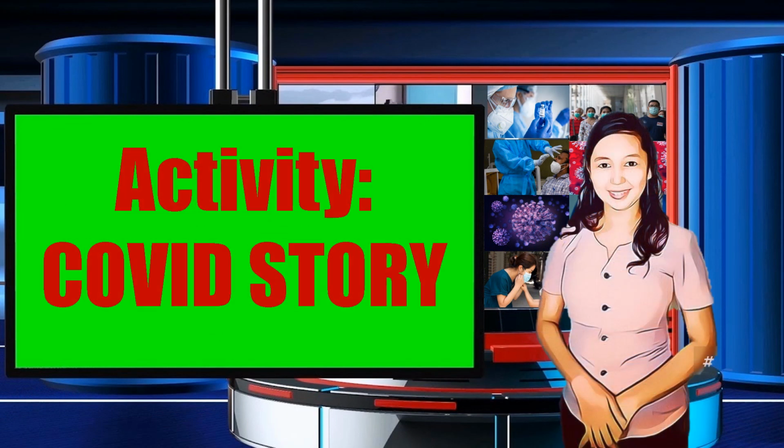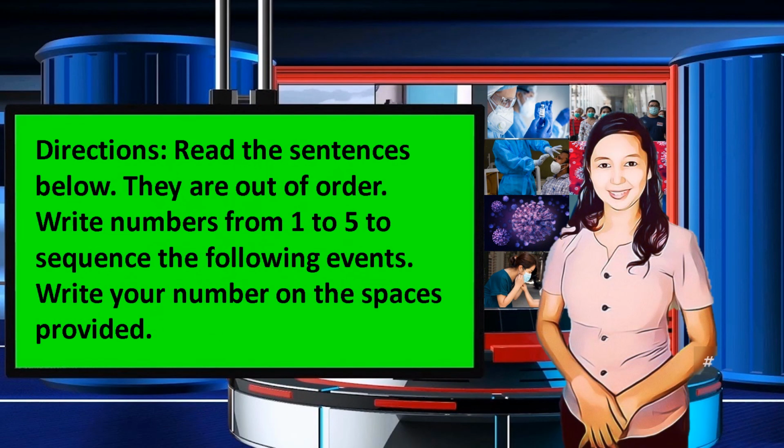Let's have an activity. Directions: read the sentences below. They are out of order. Write numbers from 1 to 5 to sequence the following events. Write your number on the spaces provided.